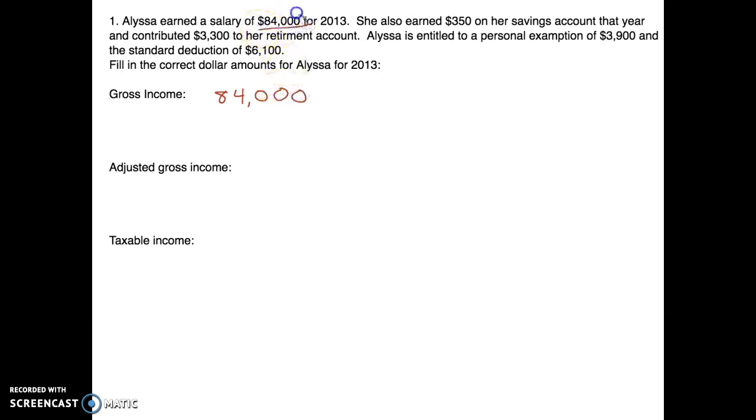So this 84,000, and then we're going to add what she earned on her savings account. And nothing else there is income, so we're going to add those two together for the answer. So we'll get 84,350.